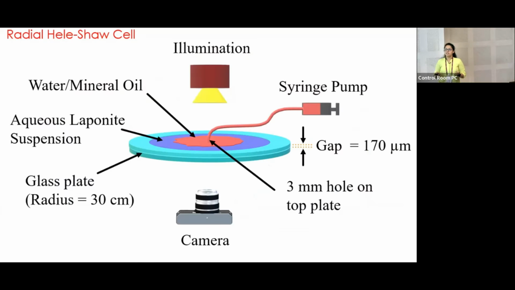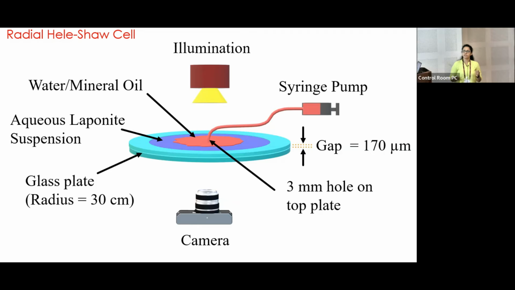As I said, we have incorporated this aging mechanism in the interfacial instability study. To do these studies, we have used a radial Hele-Shaw cell. It comprises two circular glass plates with a very small gap between them, about 170 microns. On the top plate you have a hole through which both the fluids are injected. So how have we incorporated the aging time? We first fill the cell with the Laponite suspension and then wait for a predetermined aging time t_w. Then we inject the second fluid.